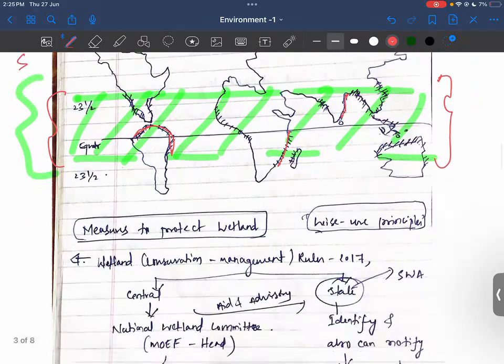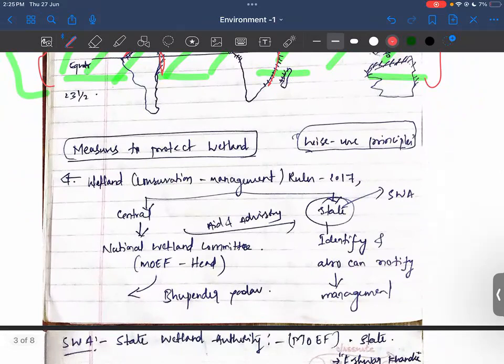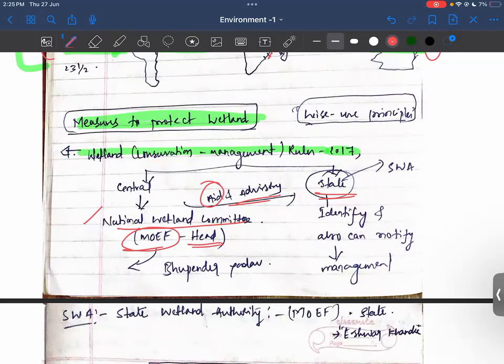Moving further on wetlands, as we have read about the Ramsar Convention, some of the measures to protect wetlands in India include the Wetlands Conservation and Management Rules 2017. As per these rules, we have two bodies, the National Wetland Committee and the State Wetland Authority. The national body aids and advises the state body. Usually the MoEFCC, the Ministry of Environment, Forest and Climate Change, heads this committee, and currently Bhupender Yadav is the chairman.